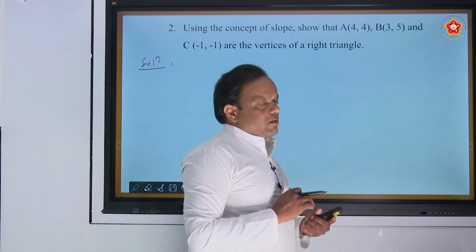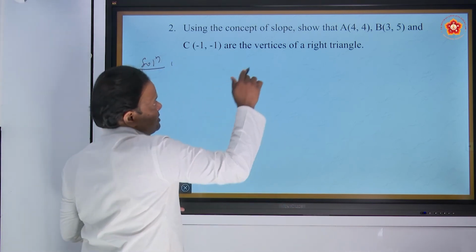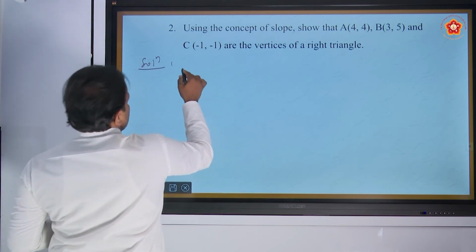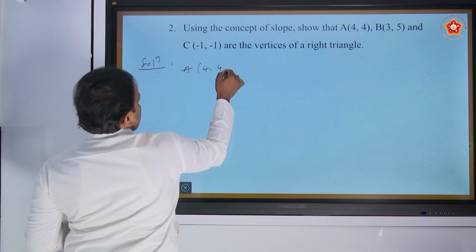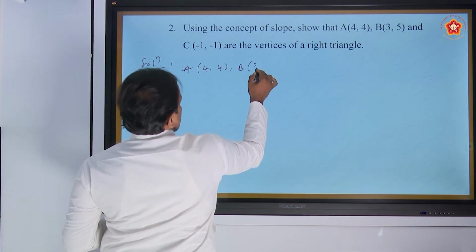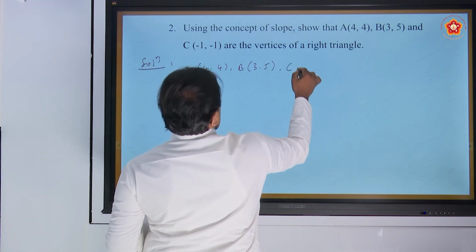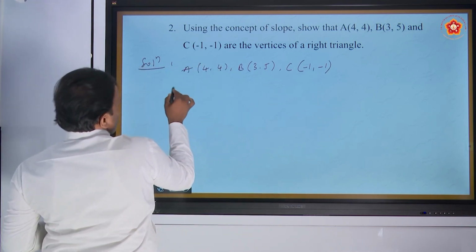I don't draw the figure now. First I find the slope of each side. There are three sides: AB side, BC side and CA side, or AC side, of the triangle. So what is given here? A is given 4, 4. B is given 3, 5. And C is given minus 1, minus 1. Correct. What is the slope of AB first?